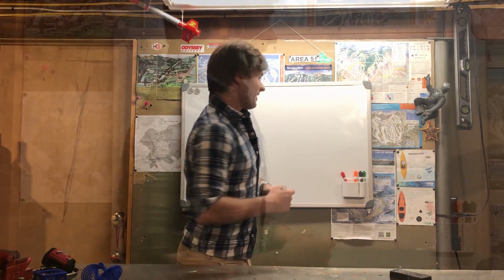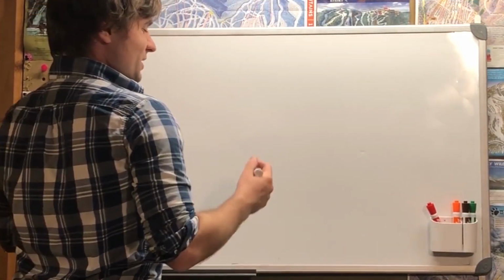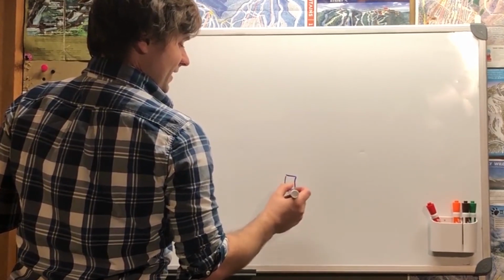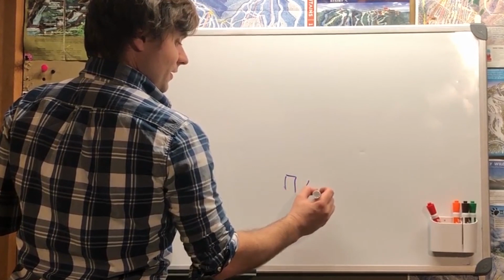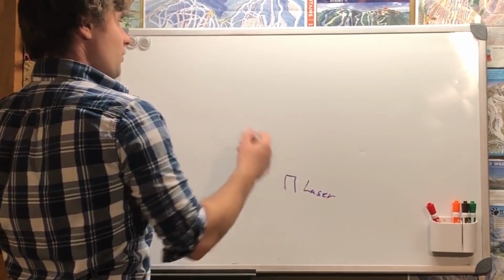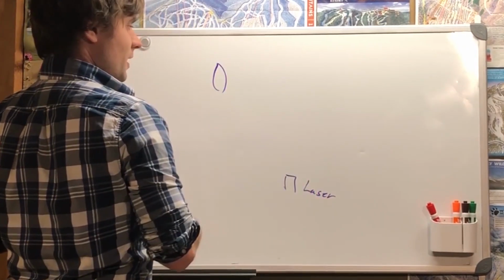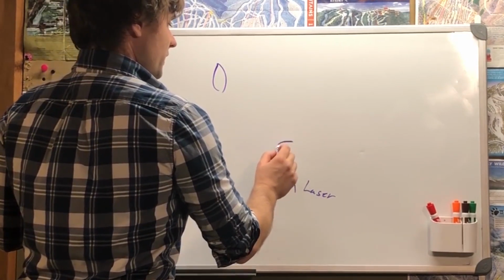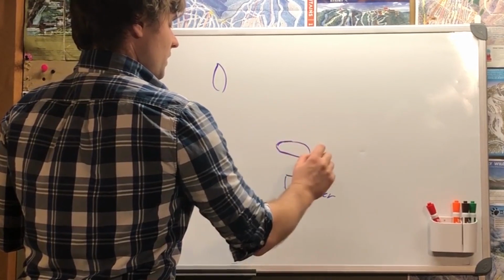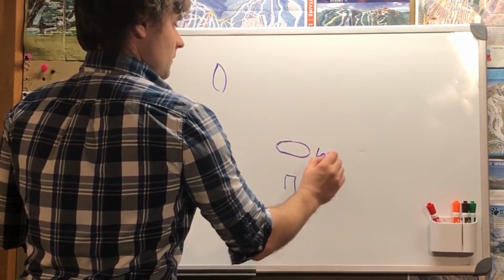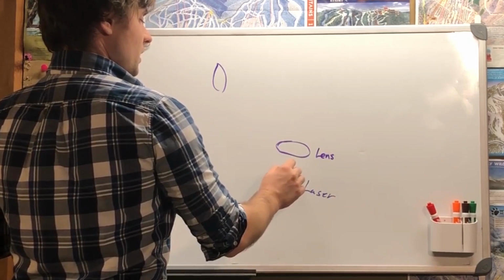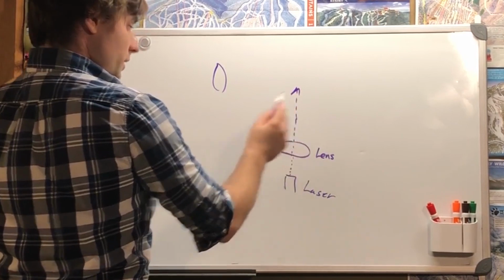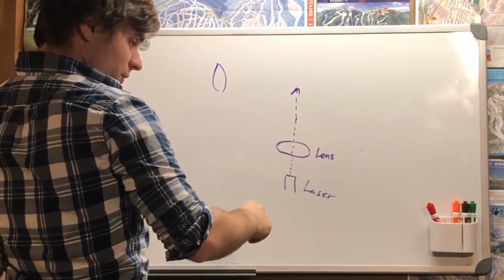draw it on the board real fast. So essentially what you want to do is you want to have a laser, right? And in your lab kit you have a convex lens. You're going to have your lens here, just like this. So your lens will be here. And you're going to shine a laser beam through it. Now, if you pass the laser beam directly through the center of the lens, it'll travel straight on through.